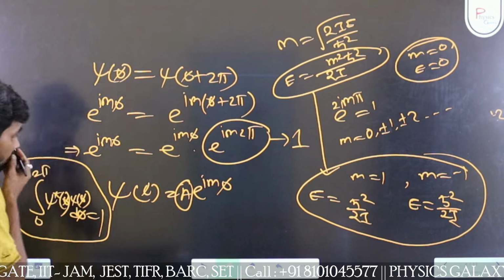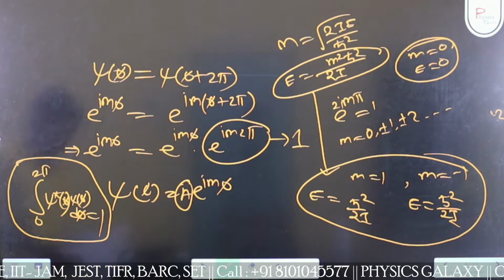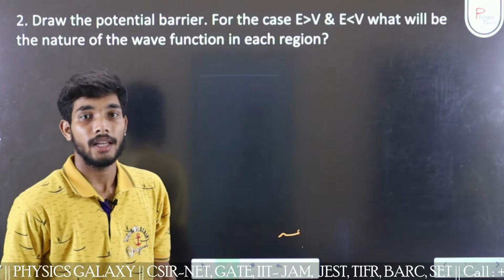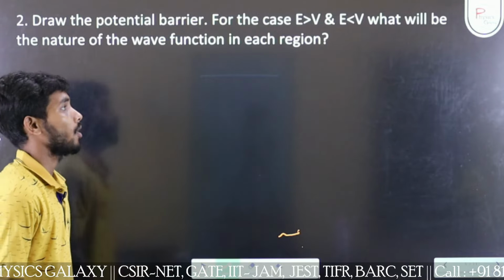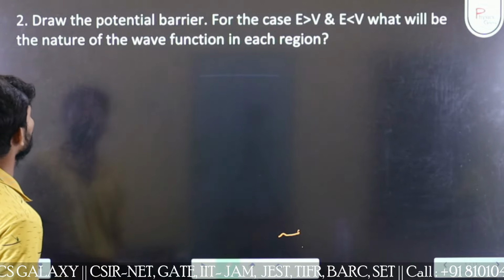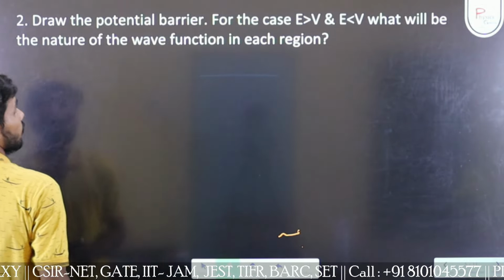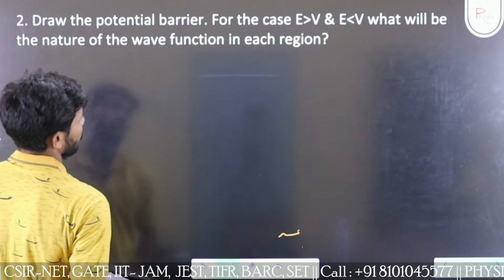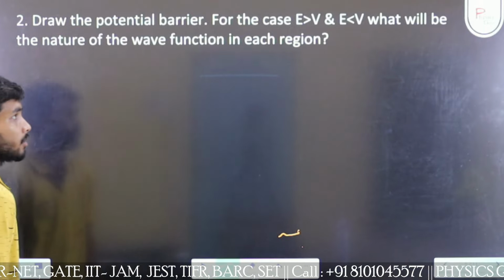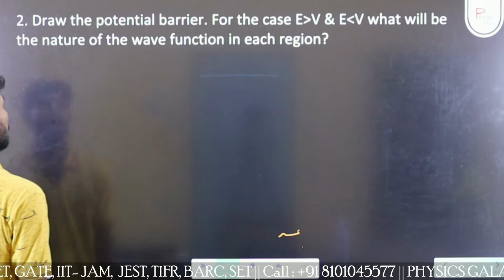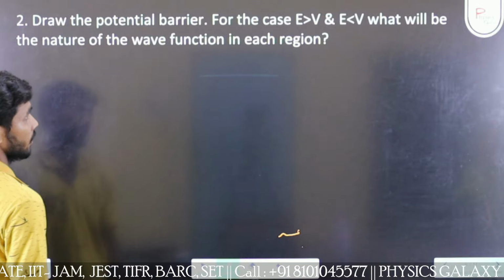Then they asked the second question from quantum mechanics. They asked me to draw the potential barrier, and after that they asked, for the cases E greater than V and E less than V, what will be the nature of the wave function in each region.